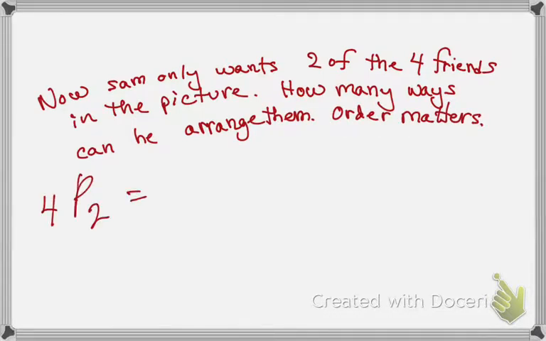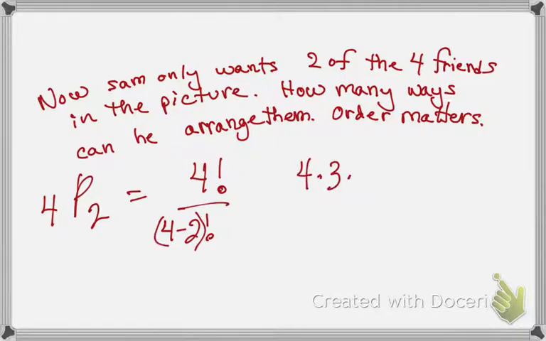All right, so first the formula, 4P2. That's 4 factorial, and then not just 2 factorial, we need to do 4 minus 2 factorial. Whatever the second number is, we put it on the bottom, subtract it from the first number. So it's 4 times 3 times 2 times 1 over 2 times 1, which is 12.